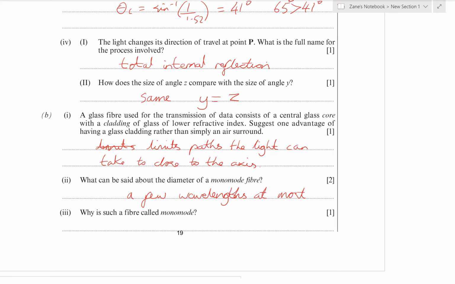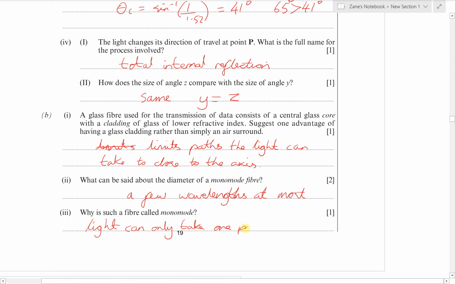Finally, why is such a fibre called monomode? Well, the mode is basically a path that the light can take down the fibre. So this is monomode because the light can only take one path down the fibre. And that path is basically parallel to the axis.